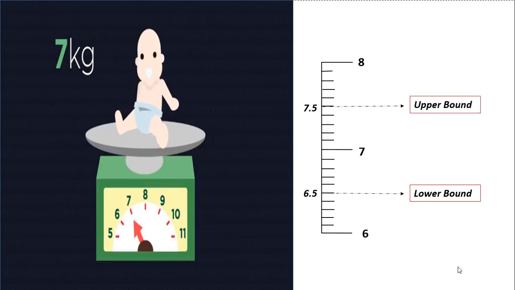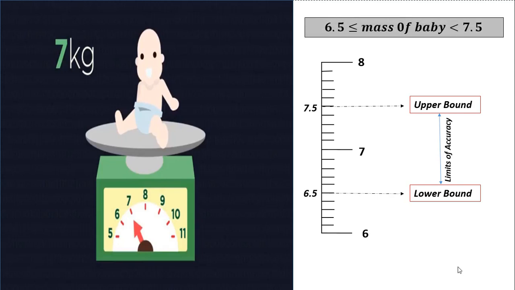Now the original value of the mass of the baby would be somewhere between 6.5 and 7.5. This limit is called the limits of accuracy. There is another way to give the mass of the baby in the form of an inequality. The mass of the baby is greater than or equal to 6.5 and less than 7.5. Students, if you find it difficult to realize, there is a very simple method.